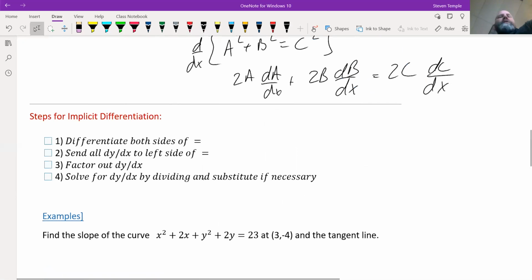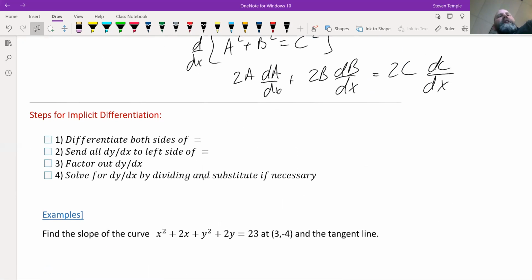There are 4 steps for taking the derivative of an implicit expression. Step 1 is differentiate both sides. That's my little symbol for differentiate both sides. Step 2, send all dy dx's to the left-hand side. So I'm going to get all my dy dx's on the left side. Step 3, factor out. I didn't have an example of that yet, but if you do have multiple dy dx's, you're going to factor it out. And then obviously, step 4, we're going to solve for dy dx. So there are 4 steps in solving.